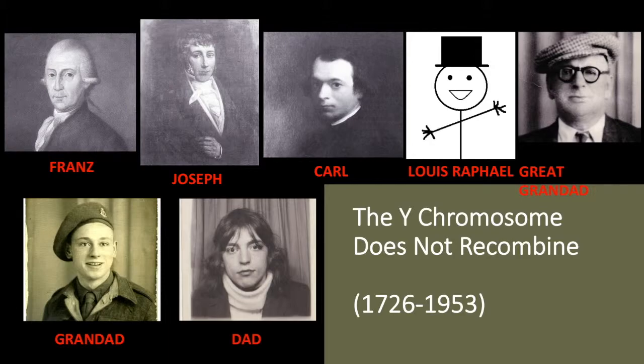We've got great-great-granddad Louis Raphael, great-great-great-granddad Carl, great-great-great-great-granddad Joseph, and great-great-great-great-great-granddad Franz. So Franz would have passed his Y chromosome to Joseph, who passed it to Carl, who passed it to Louis Raphael, and so on, all the way down to my dad, who passed it to his sons. And that is the path that the Y chromosome takes. Now, as I said before, my father's still around, so he takes the Y chromosome test.